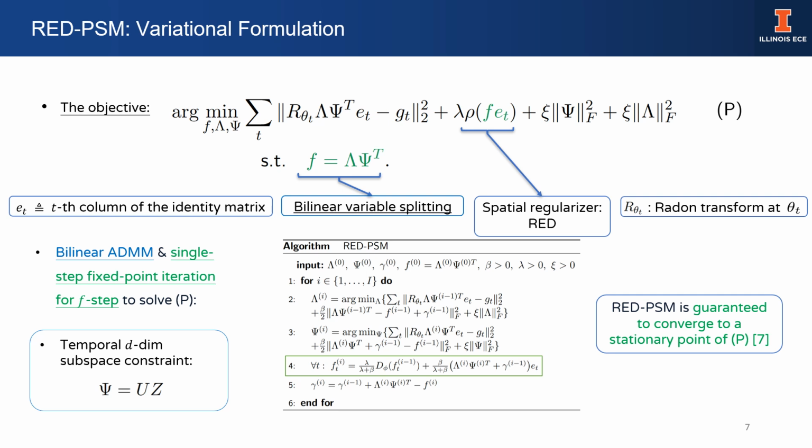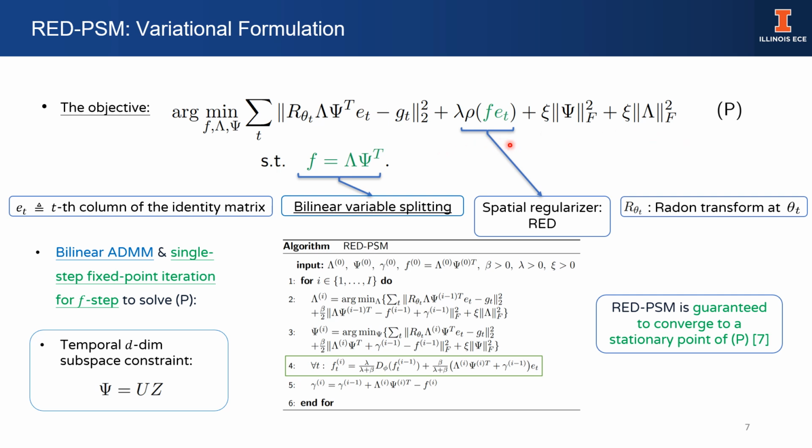Our proposed variational formulation to estimate the dynamic object F is composed of a data fidelity term using PSM with the Radon transform operator, Frobenius norm penalties to prevent PSM factors from growing without limit, and a RED spatial regularizer.